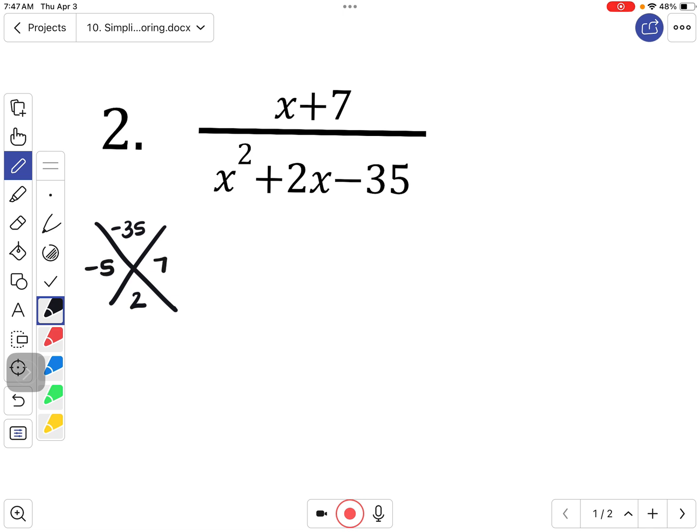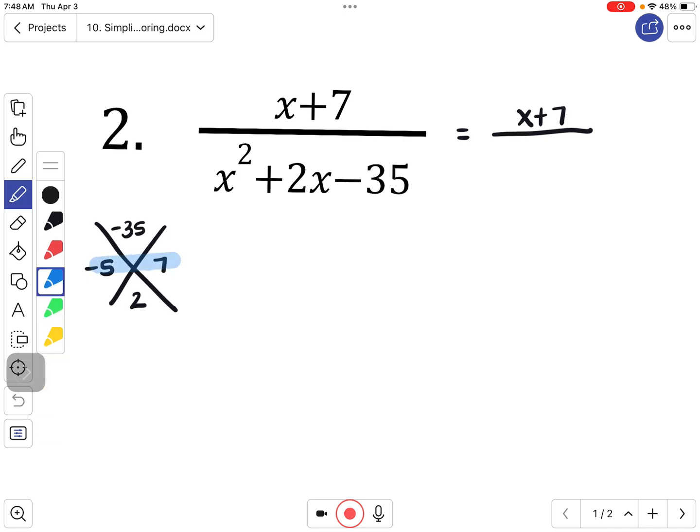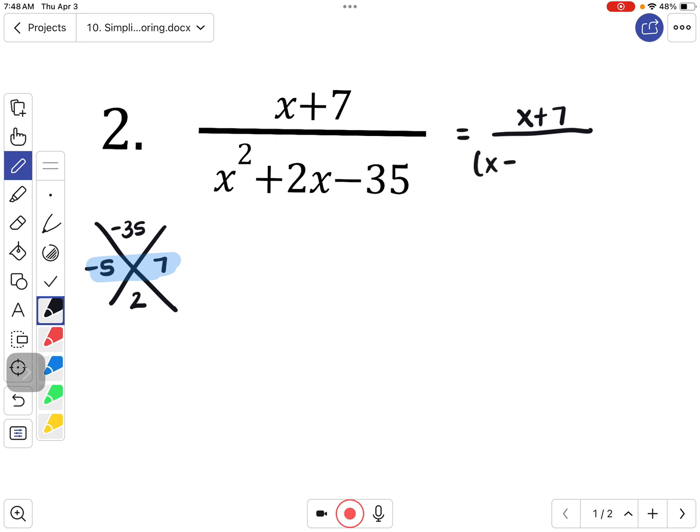Okay, so now I'm going to do the fast way. That x plus 7 is going to stay x plus 7, so I'm just going to leave that the same. And then I'm going to put these two things on the bottom inside parentheses, and they both start with an x. So I'm going to say x, because it's a negative 5, my first one's a negative 5, I'm going to say x minus 5. And because my second one is a positive 7, I'm going to say x plus 7.